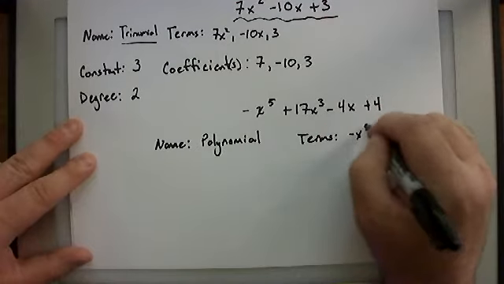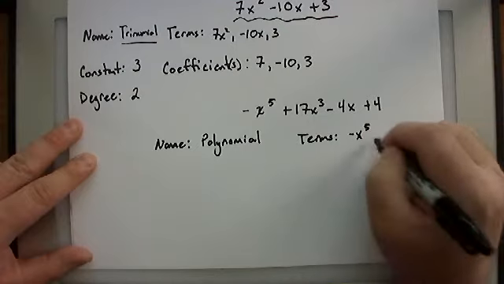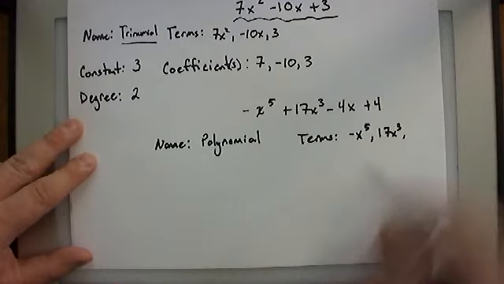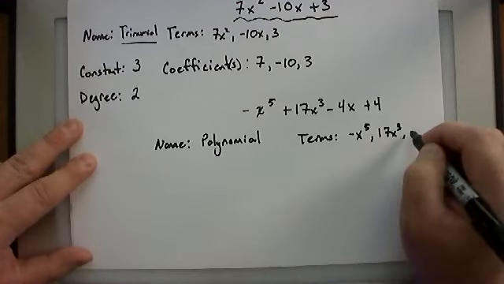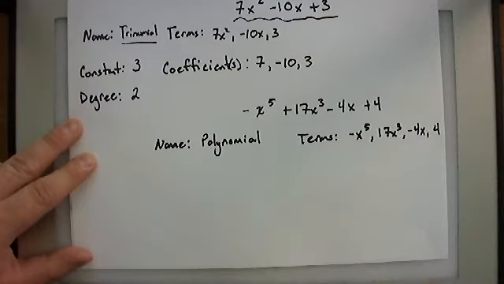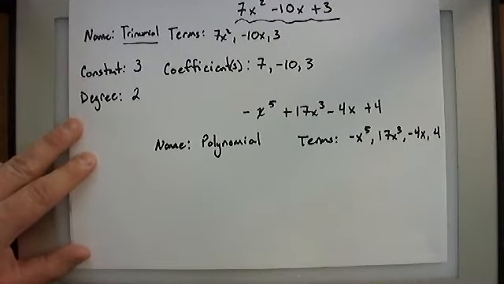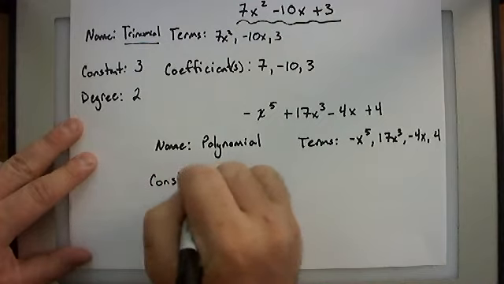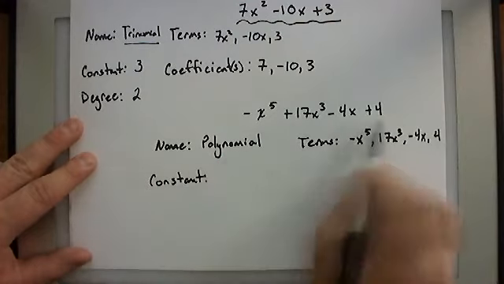Negative x to the 5th is the first term. I'm not putting pluses and minuses between them because that would just be rewriting the polynomial. I'm listing them: 17x to the 3rd, negative 4x, and 4. Those are your 4 pieces to make your polynomial. The constant is the piece with no variable on it, which in this case would be 4.